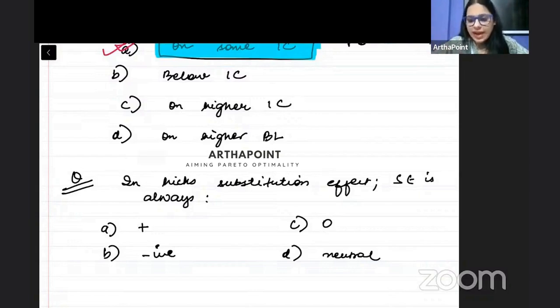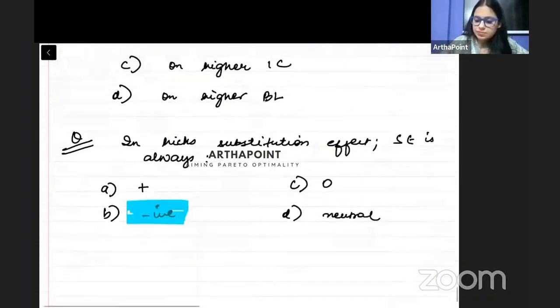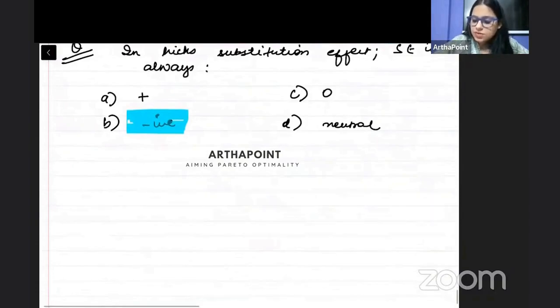Absolutely correct. Absolutely correct, beta. Yes, the answer should be negative. In the substitution effect, everyone will always go ahead and mark the answer as negative. Correct. Okay. A little tricky question, beta.